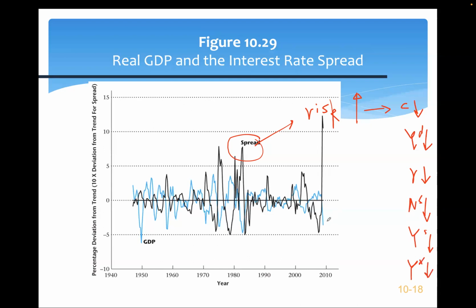Right, now let's look at the real GDP. That's exactly what happened, right? When the spread increases, the real GDP falls. And why does it fall? That just follows the logic we just discussed.